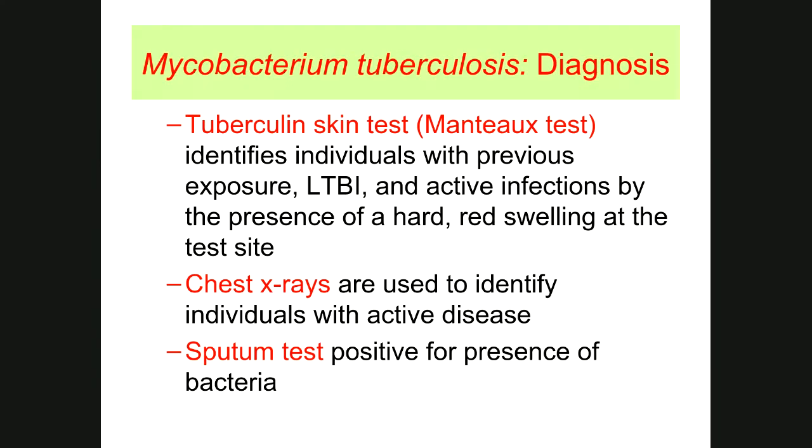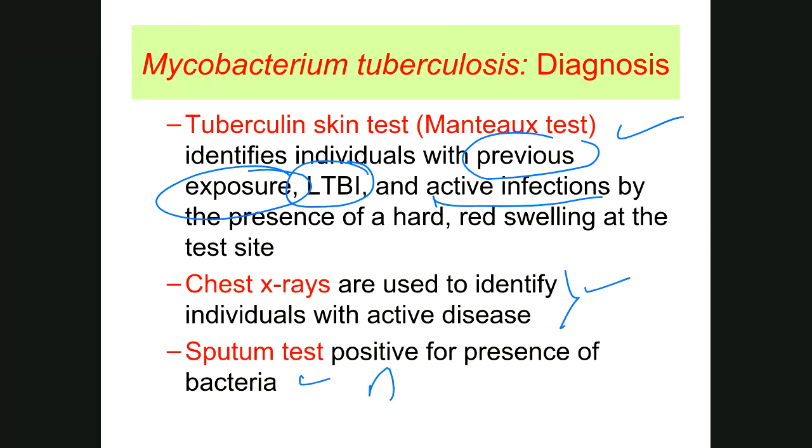So as far as diagnosis, we have the tuberculin test or Mantoux test, which detects the presence of antibodies indicating prior exposure to the organism and possibly a latent infection, maybe an active infection. So that's when an X-ray is done, and a sputum test could also be done. The X-ray will give us lesions if we have an active infection. The sputum test will detect the presence of the antigen, the actual bacteria, which will further indicate we're dealing with an active infection.